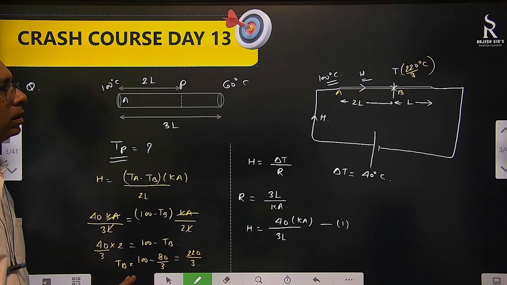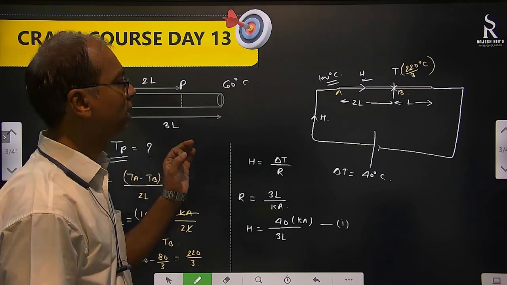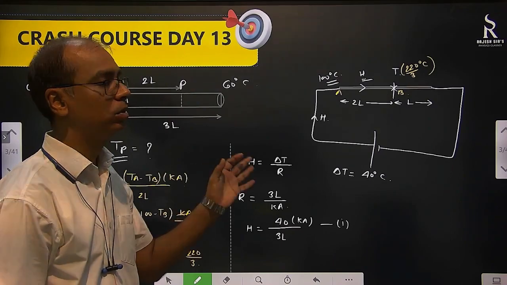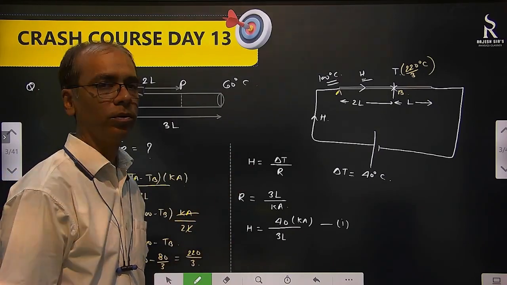This way we have to find it. So just do it exactly the same way as we do current electricity. It will be very easy for you.